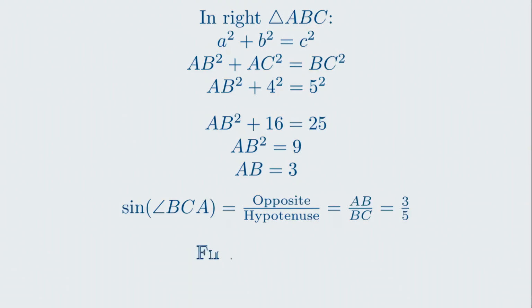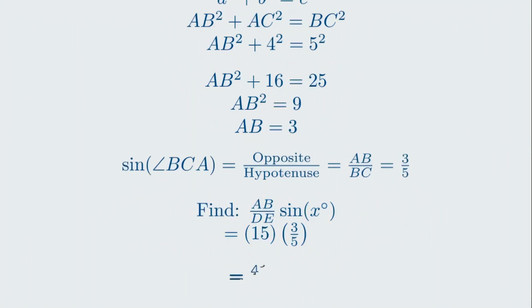Now we can put it all together to find the expression AB over DE times sine x. We know AB over DE is 15, and sine x is 3/5. So we calculate 15 times 3/5. 15 times 3 over 5 equals 45 over 5, which simplifies to 9. Therefore, the value of the expression is 9.